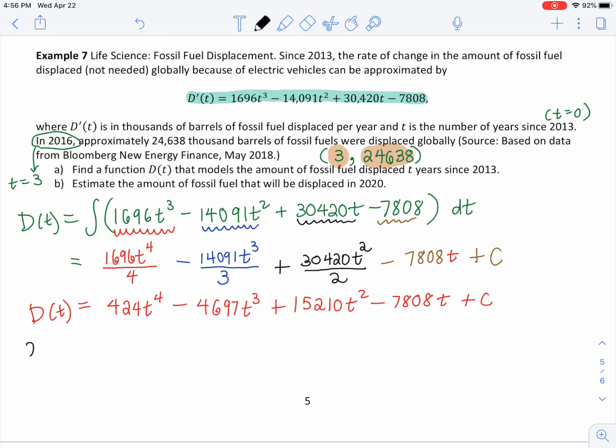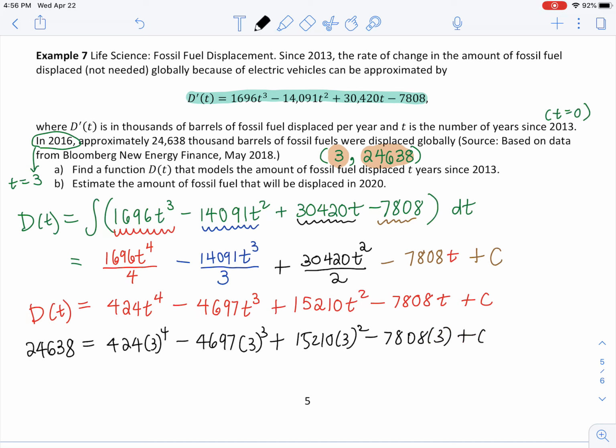That's c, right? We can replace the c with some real good number. Let's plug in our initial value. The initial condition, I keep calling it initial value. Initial condition is 3 and 24,638. I'm going to go ahead and plug those numbers into this equation. 24,638 goes to the left side, and I'm going to plug in 3 everywhere I see t. 3 squared minus 7808 times 3 plus c. And the only variable that I see is c there.